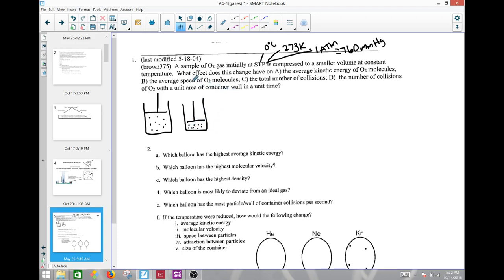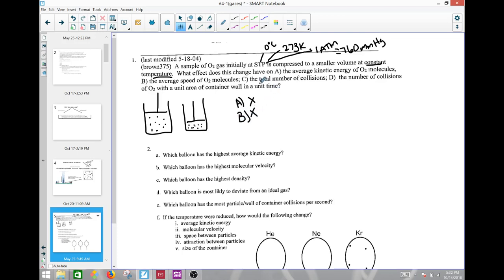It says at a constant temperature. That's an important factor right there. Temperature does not increase. What effect does this have on the following? First of all, average kinetic energy is, well, that's temperature. So no effect. It's just like asking how this change will affect the temperature. Well, this is temperature. B, average speed of O2 molecules. Since we're not changing the temperature, then we're not changing the speed of the particles.